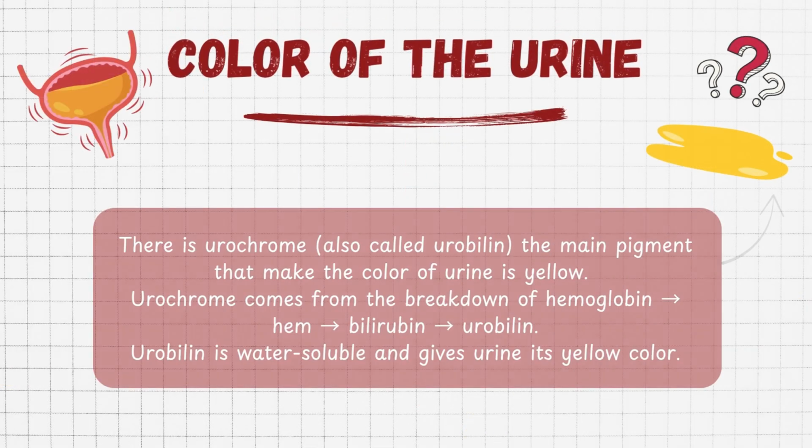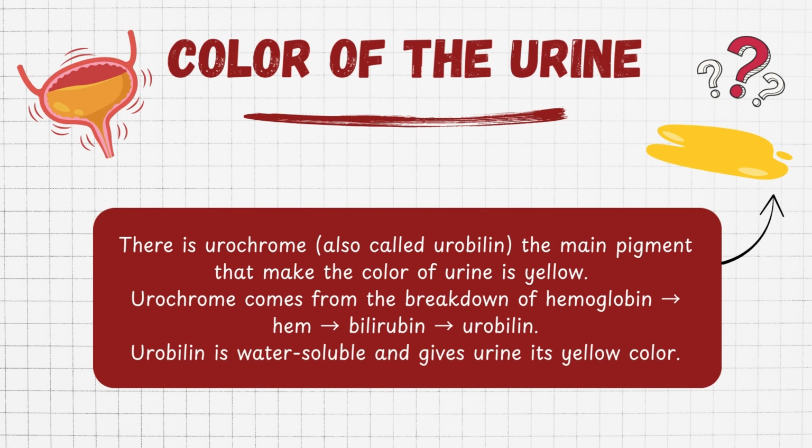So why is the color of urine yellow? Because there is urochrome, also called urobilin, the main pigment that makes the color of urine yellow. Urochrome comes from the breakdown of hemoglobin to heme to bilirubin and to urobilin. Urobilin is water soluble and gives urine its yellow color.